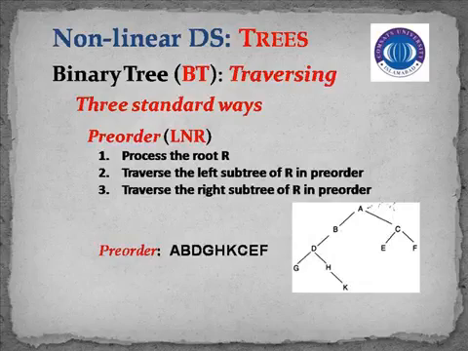In the pre-order traversal, the root R is processed first, and then the left subtree of R is traversed in the pre-order sequence. Finally, the right subtree of R will be traversed next in the pre-order. Such pre-order is mentioned along with its binary tree diagram.